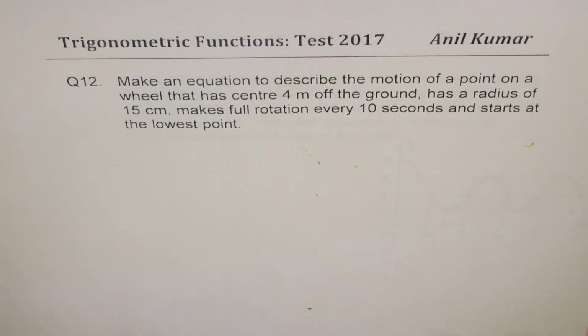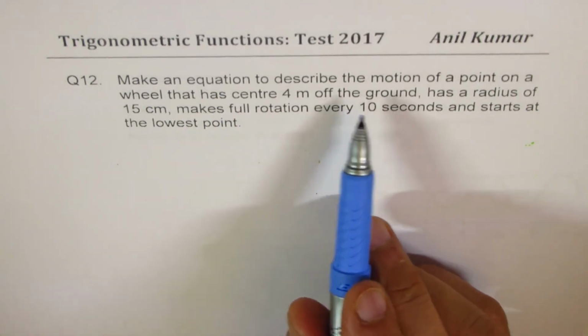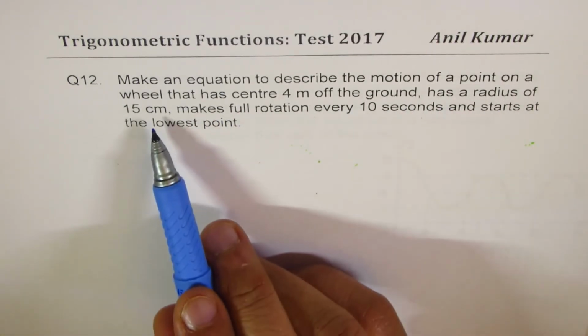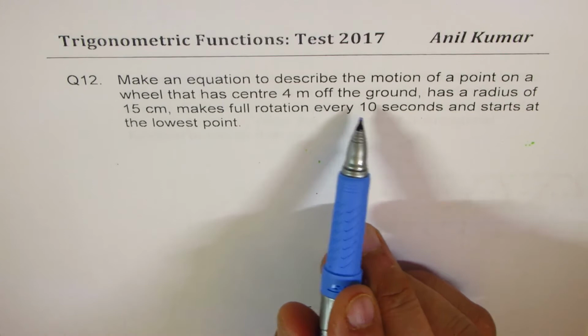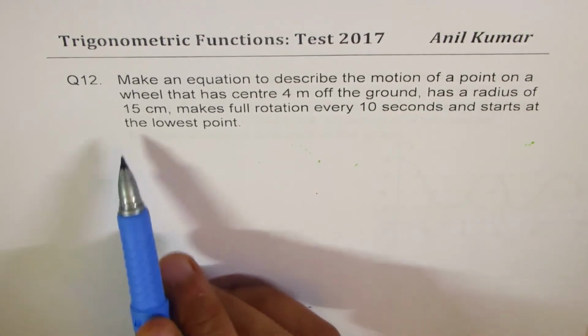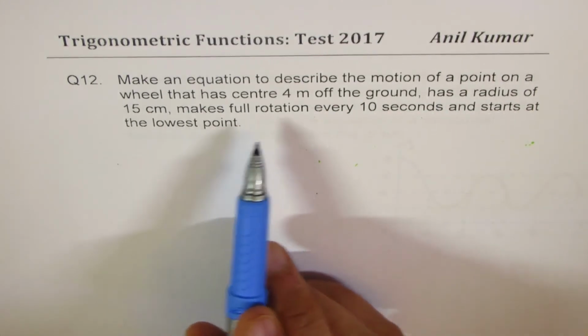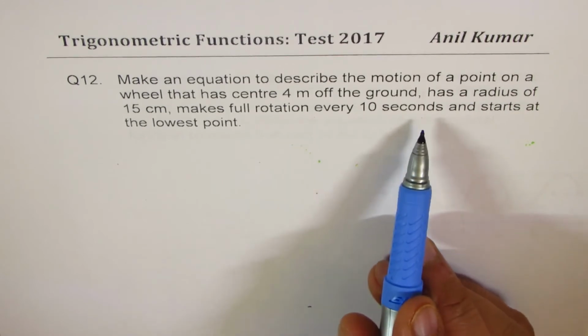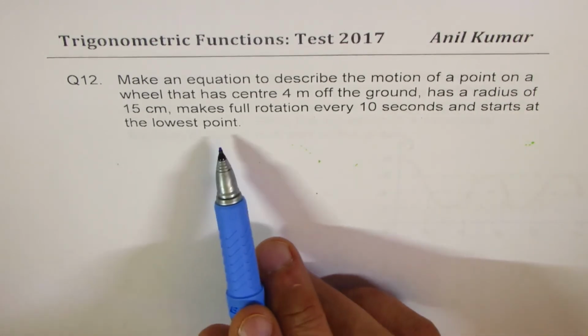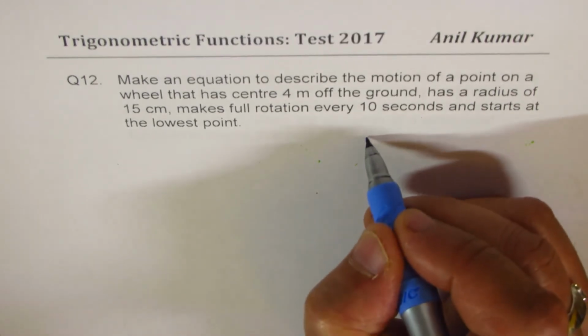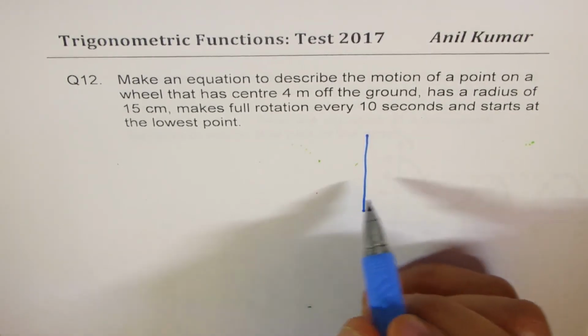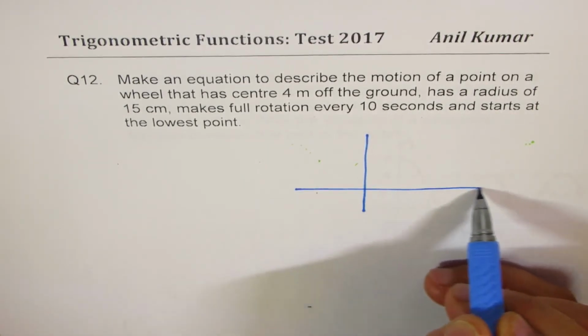Question number 12. Make an equation to describe the motion of a point on a wheel that has its center 4 meters off the ground, has a radius of 15 centimeters, makes a full rotation every 10 seconds, and starts at the lowest point. Now from the given information, let me sketch a graph and then we will try to figure out the equation.